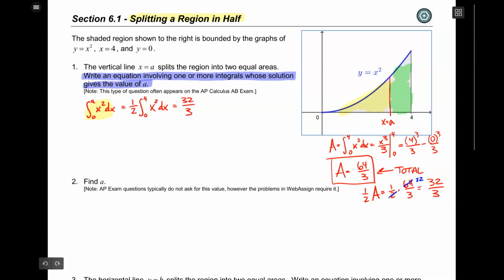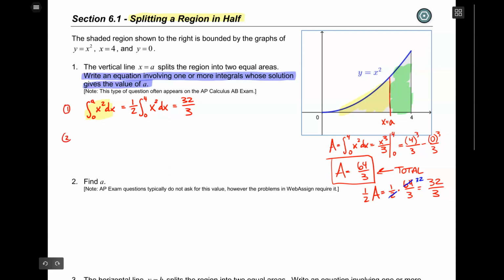So for that one equation, you don't even need this middle piece. You can just say the integral from 0 to a of x squared dx is equal to 32 over 3. That would get you full credit. I want to leave that original expression in the middle there just to show where that came from. So that's one possibility that will get you full credit.